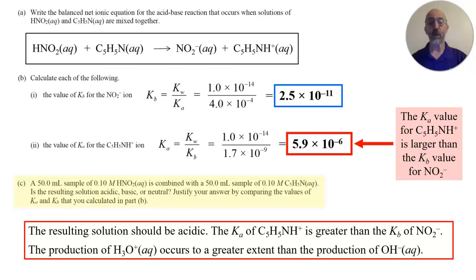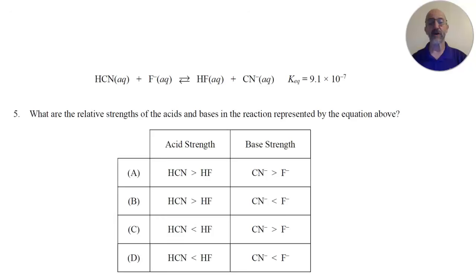We're almost done with topic 8.4. There's 2 more questions left in this packet for topic 8.4, and they are both multiple choice questions. So now let's go ahead and take a look at question 5. In question 5, we are given an acid-base reaction, and it says, what are the relative strengths of the acids and bases in the reaction represented by the equation above?